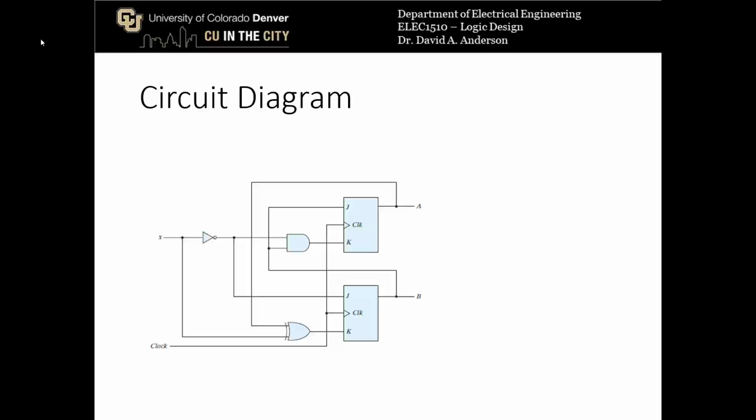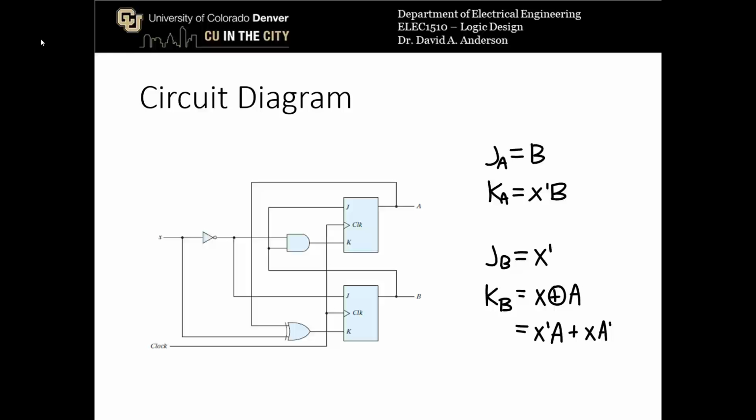So the first step, again, is to derive logic functions for the inputs, and we'll call those J sub A and K sub A for the JK inputs to the flip-flop that has output state variable A, and then J sub B and K sub B for the JK inputs to the flip-flop that has output B as its state variable. J sub A, as you can see, is just B. K sub A is going to be X prime B. J sub B is X prime, and then K sub B is X exclusive or A, which we'll just rewrite as being X prime A or XA prime.